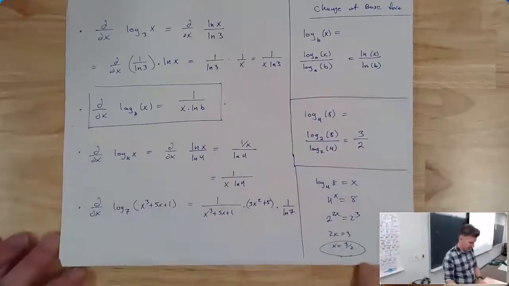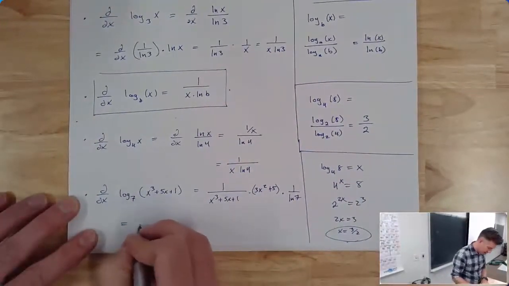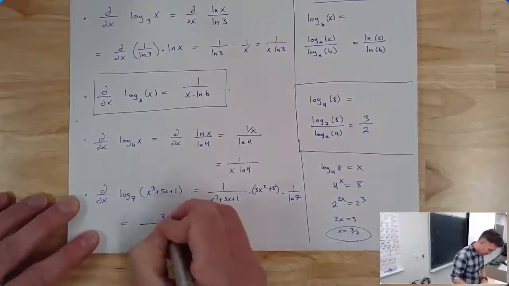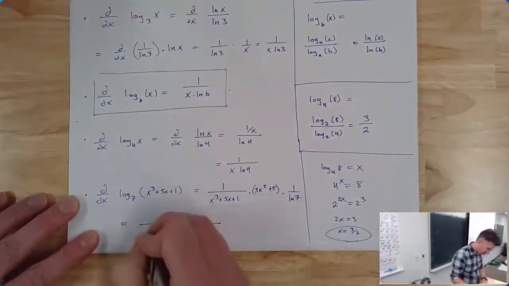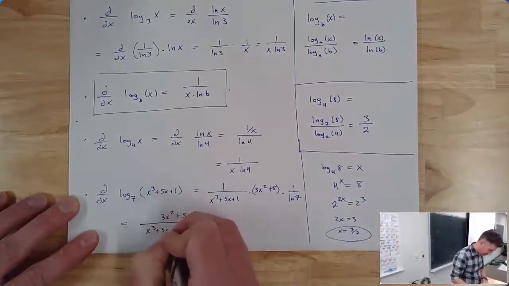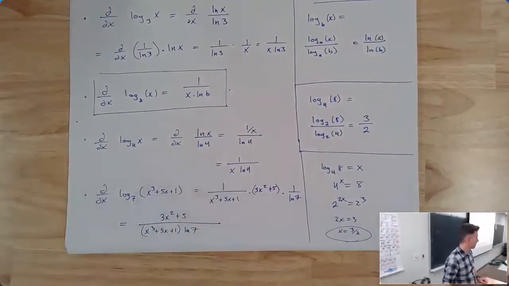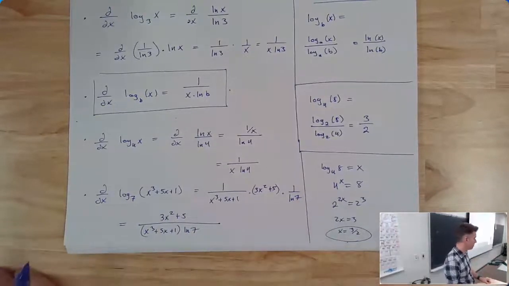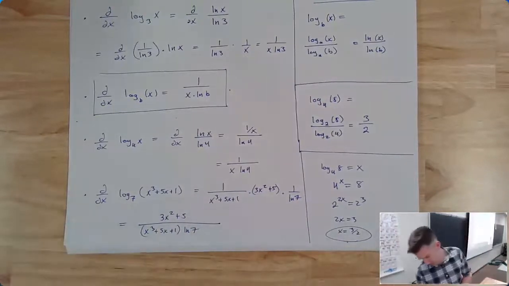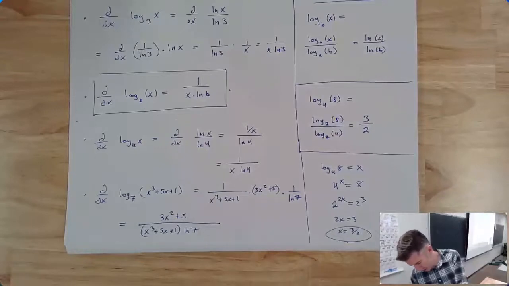Now this looks kind of messy the way I've written it, so I would probably condense this down into one fraction where the numerator is 3x squared plus 5 and the denominator is x cubed plus 5x plus 1, in parentheses, times the natural log of 7, just to make it look a little bit less cluttered. The idea is always the same. For a logarithm, your derivative is always 1 over the stuff times the derivative of the stuff, and then if you have to, you divide by the natural log of your base at the end. Or if you prefer to say it, you multiply by 1 over the natural log of your base at the end. Is there anything else I want to say here? No, kind of cool.